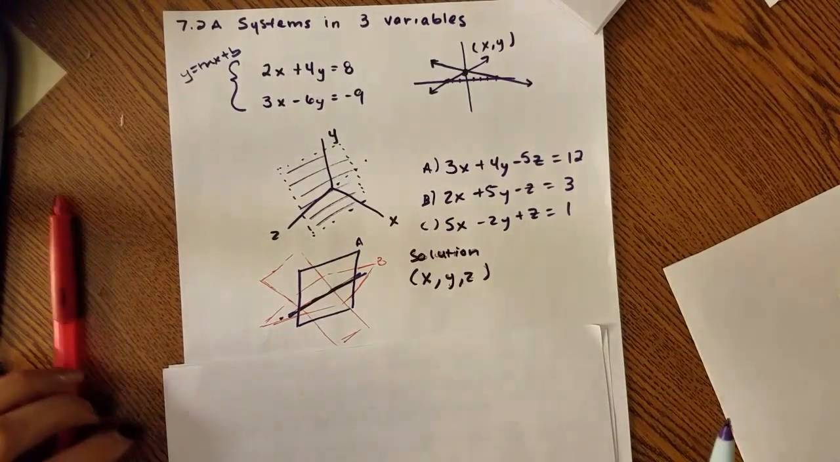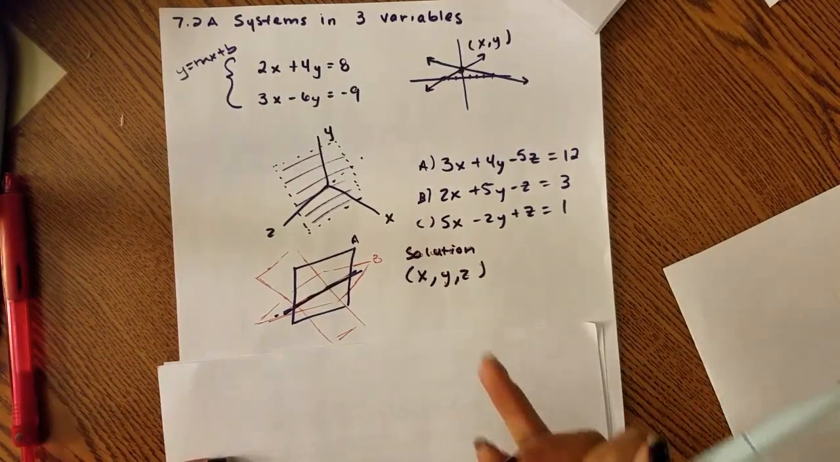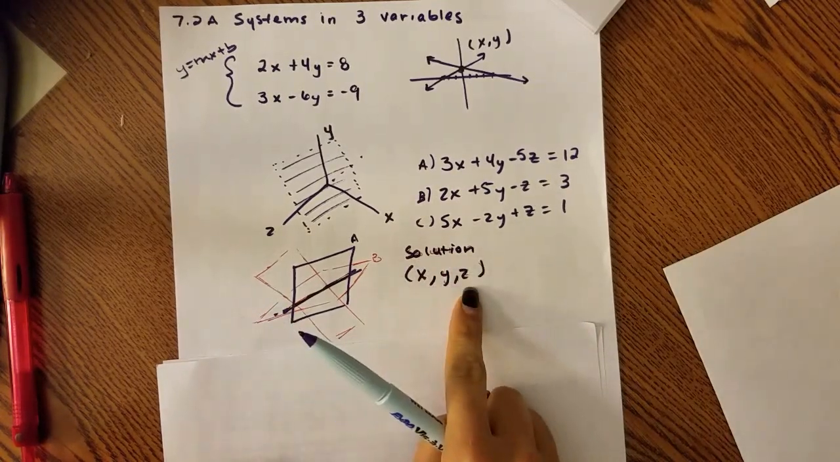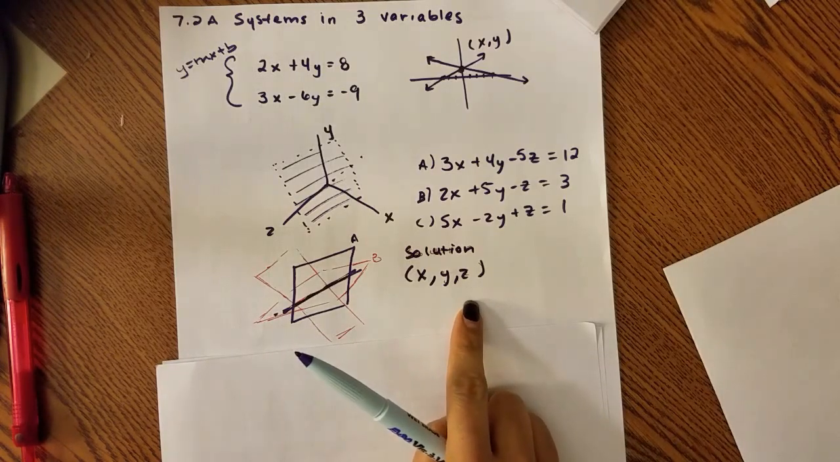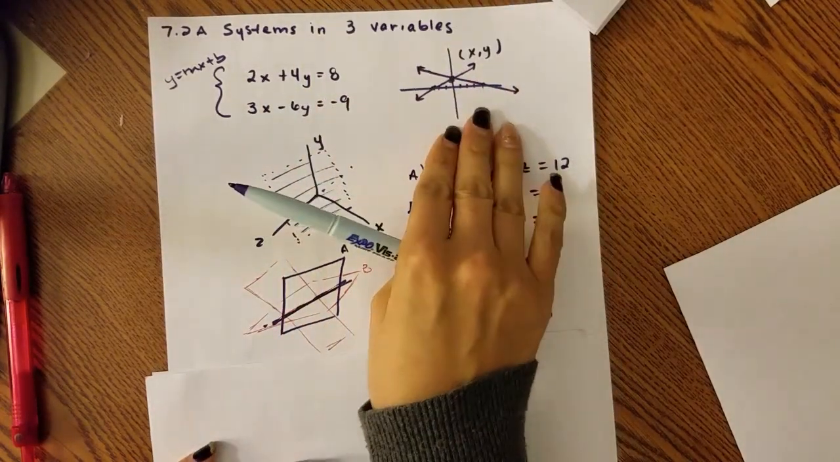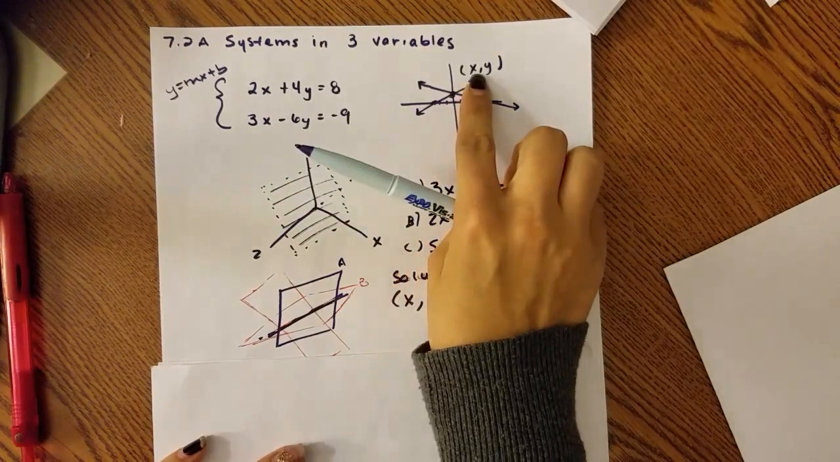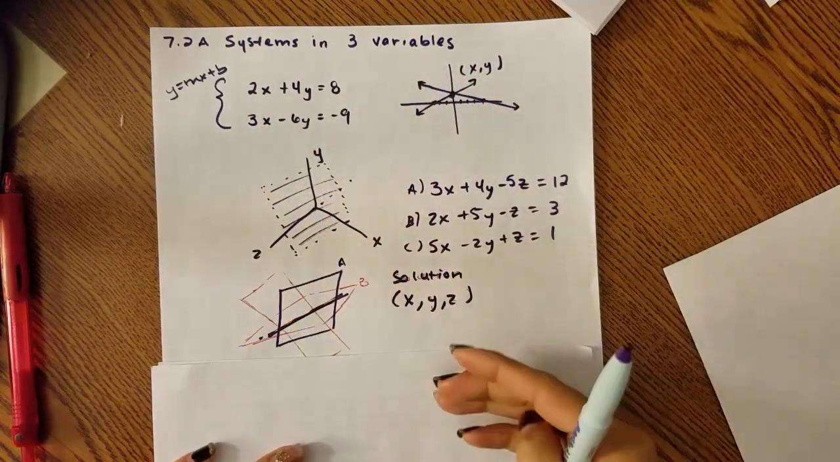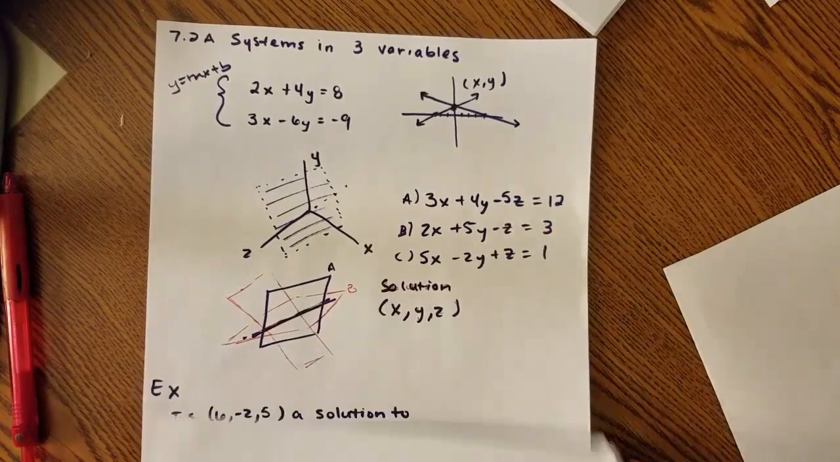So this video is pretty simple. What we're going to be doing is checking to see if a solution is a solution to the system that's given. In the same way, when we had a system of 2 variables and our point was x, y, we would plug it back into the system to check our work. That's the process that we're going to take here.